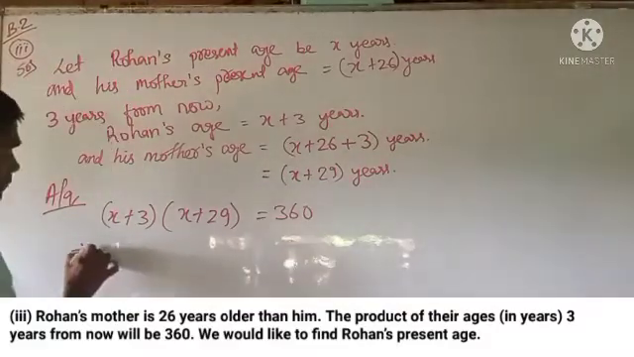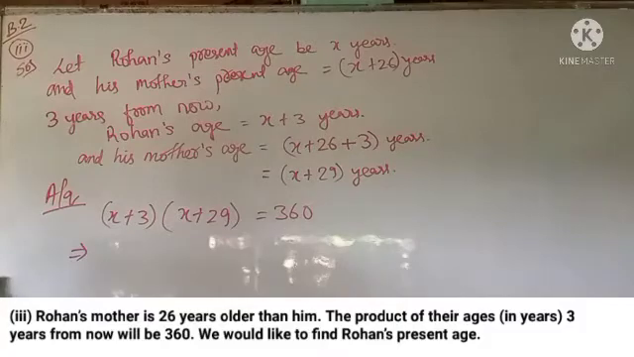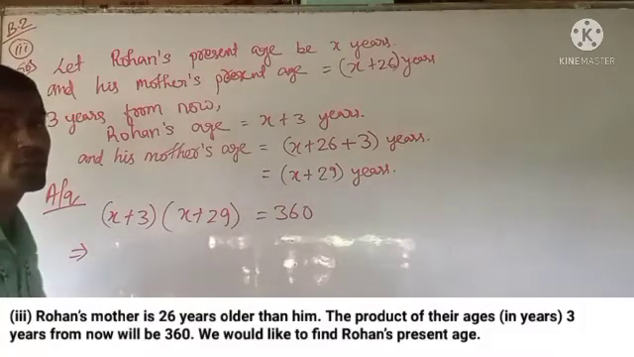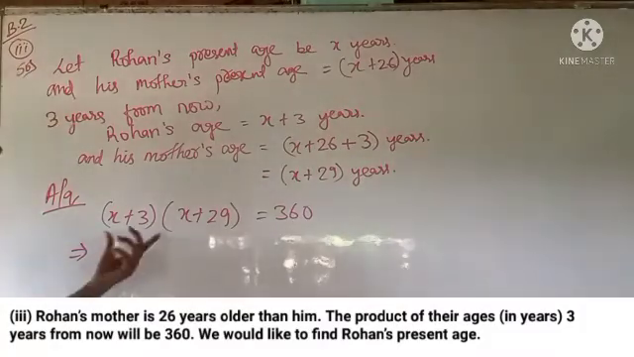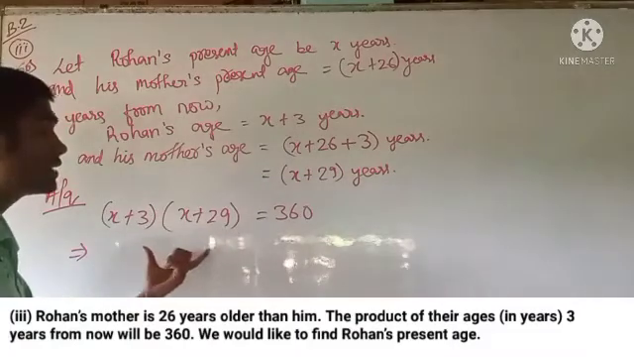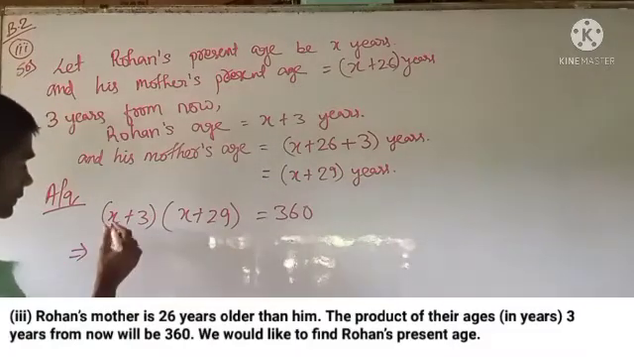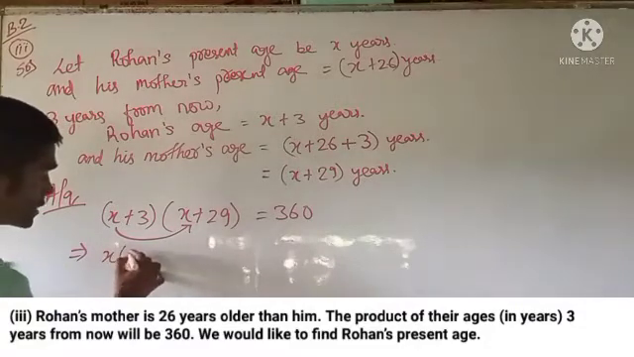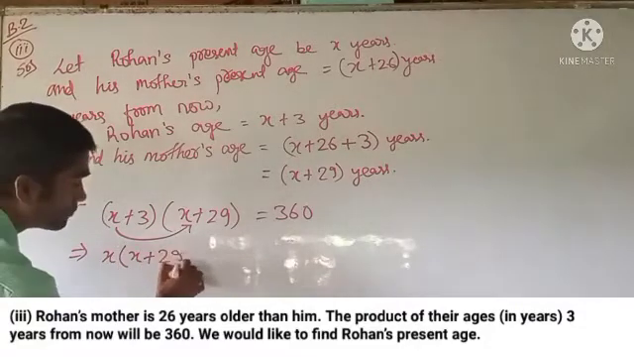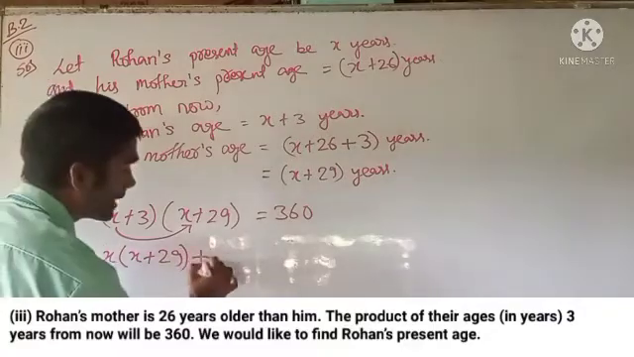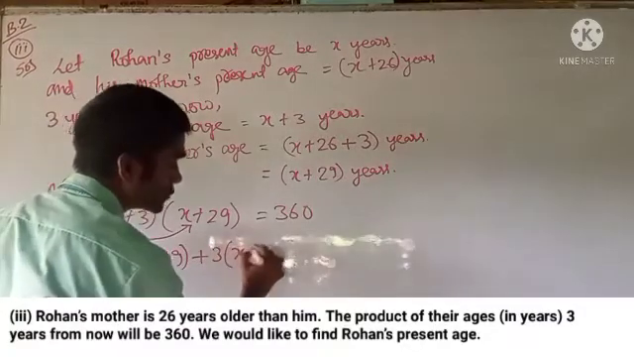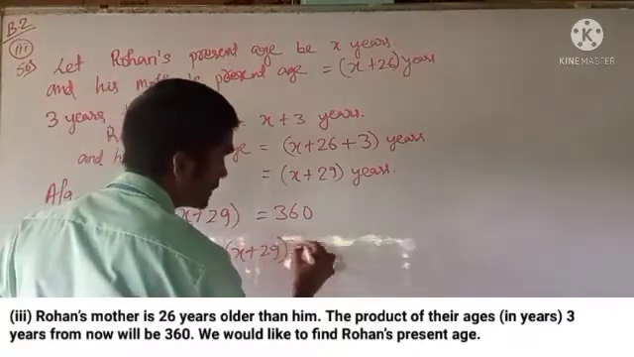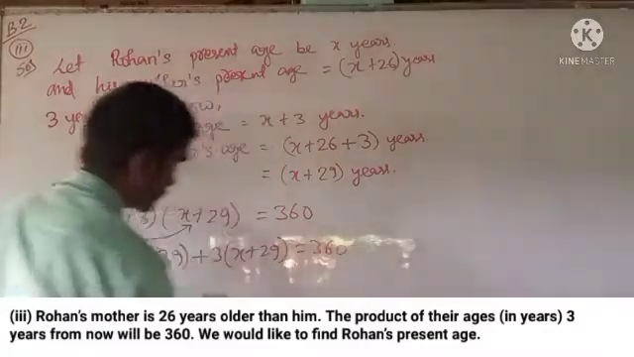So let us try to form the equation. Since it is said to form a quadratic equation, we will definitely get a quadratic equation after solving. So let us solve it. Here x will multiply with the whole term, that is x is multiplied with x plus 29. Again plus 3 is multiplied with the whole term, that is x plus 29, and that is equal to 360.